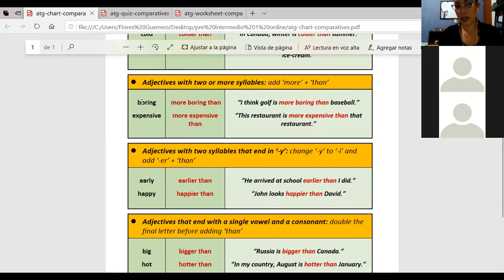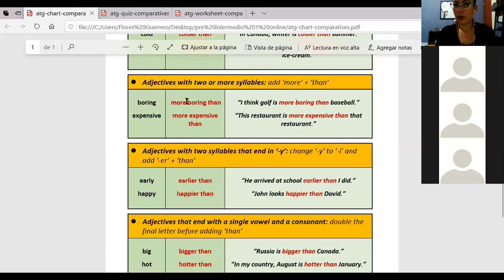Aquí el adjetivo, esto a veces tal vez es relacionado con su pregunta porque boring es un adjetivo, no es verbo. Lo vemos con ing. Boring es un adjetivo y significa aburrido. No es una acción, no es un verbo. Entonces, si escuchan la pronunciación boring, tiene dos sílabas. En este caso ya no les agrego er, sino que voy a anteponer la palabra more, como ven acá. Luego el adjetivo tal cual y luego than.